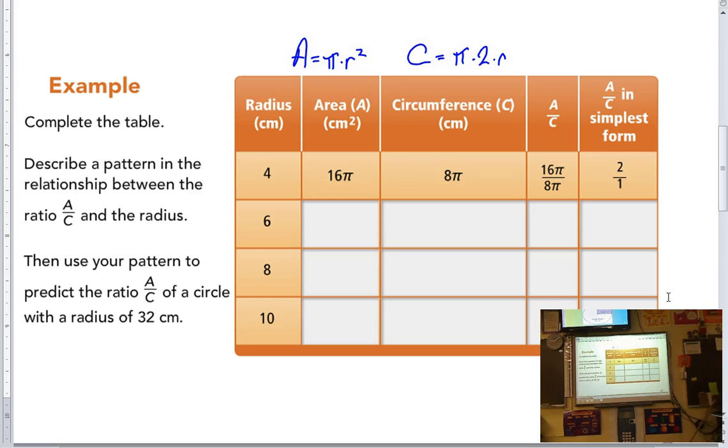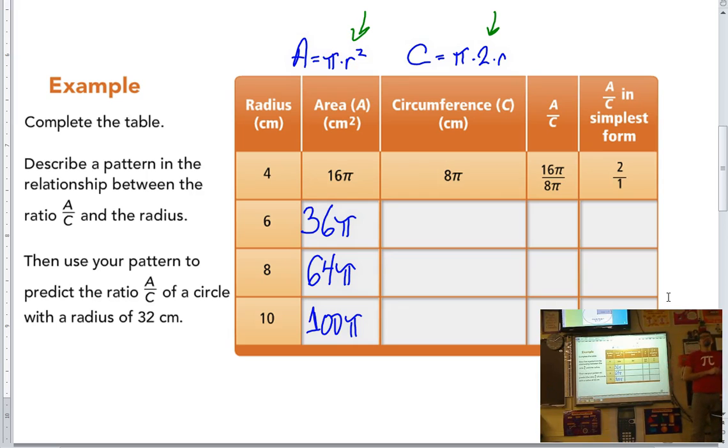So remember that to square a number means to multiply by itself. So when I square 6, 6 times 6 is 36, so I get 36 pi. When I square 8, 8 times 8 gives me 64 pi. And when I square 10, I get 100 pi. Now instead of squaring the radius value, instead of our square that we had here, we actually double. That's the only difference between area and circumference.